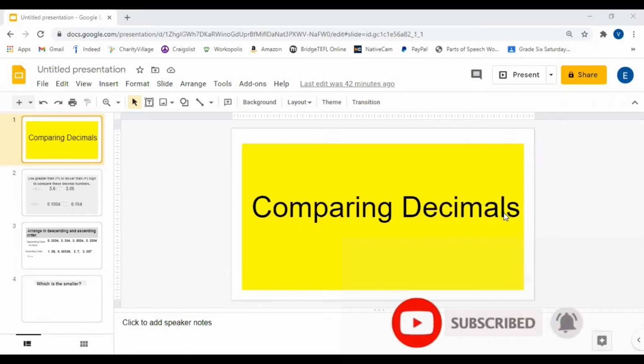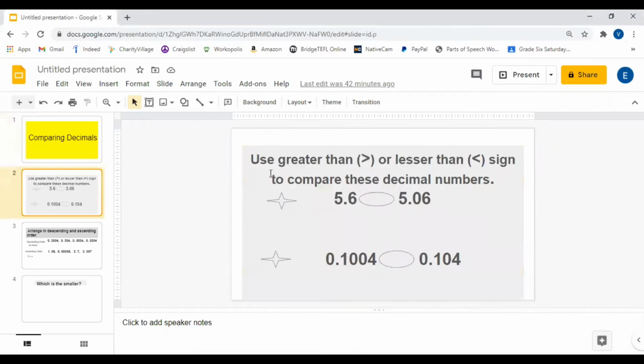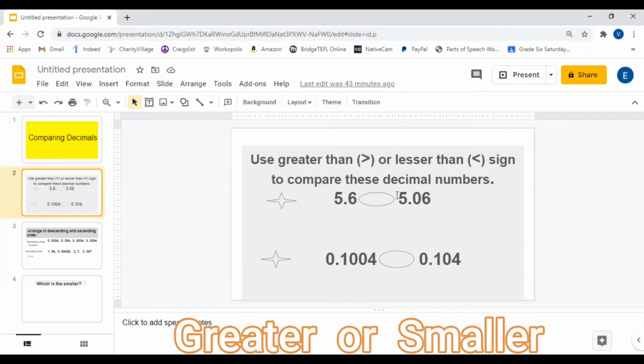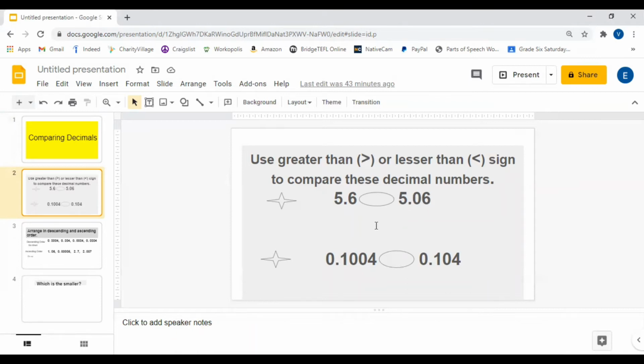Today we'll be looking at comparing decimals. Here you're going to use the greater than sign or the less than sign to compare these decimals. I'm looking at 5.6 and I want to know if it is greater than or less than 5.06, or if 5.06 is greater than or less than 5.6.